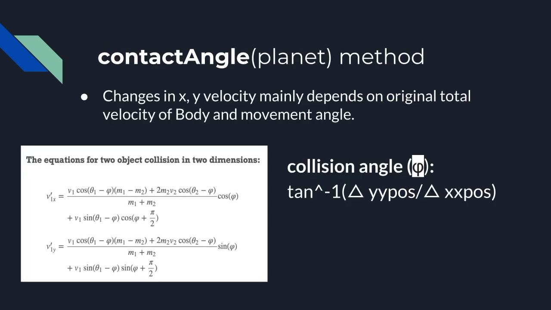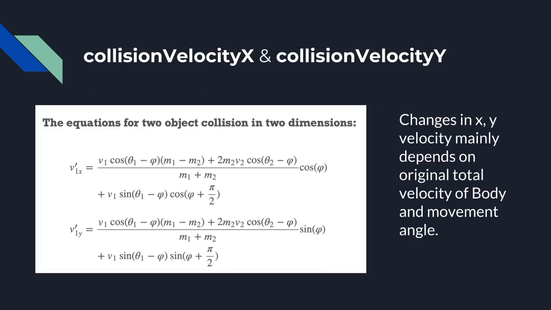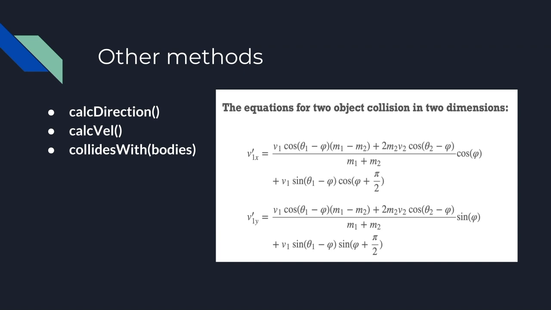Of course, we have to calculate the collision angle. We call a different method, and it's denoted as phi here in the equation. How we do that is we use arctan. Other methods that we had to write in order for collisionVelocityX and Y to work are calcDirection, calcVal, and collidesWith, which takes in an array of BodyExtremes.